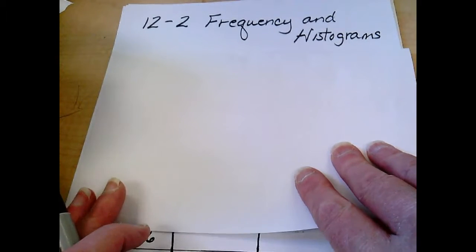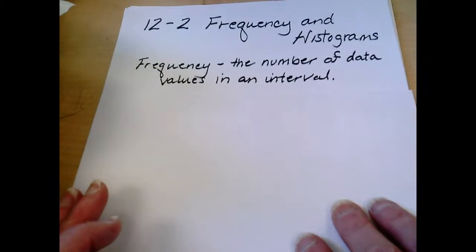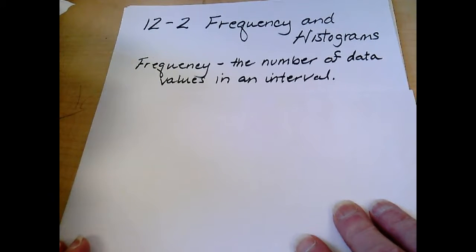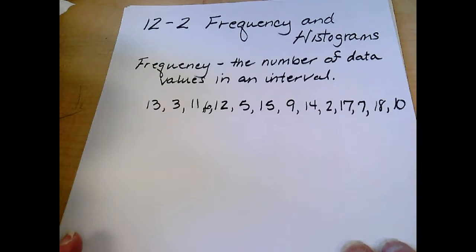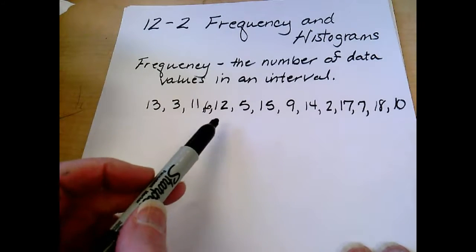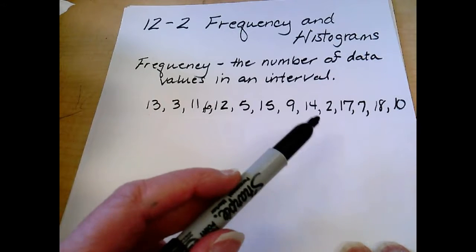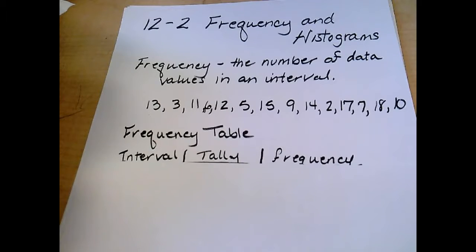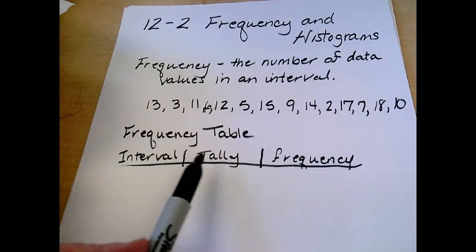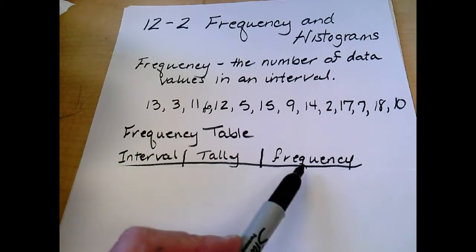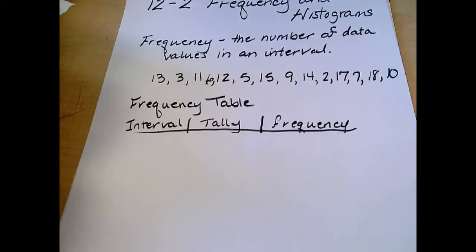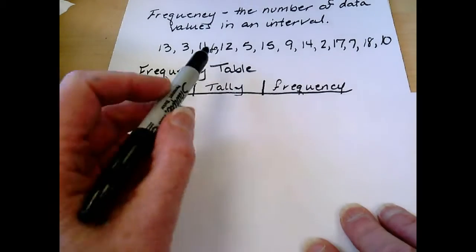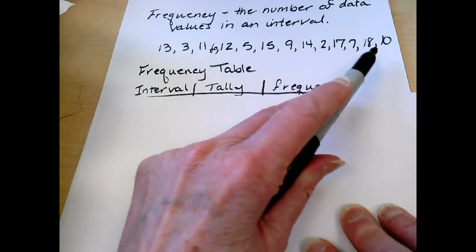12-2, Frequency and Histograms. Frequency is the number of data values in an interval. So if we have a set of numbers, 13, 3, 11, 6, 12, 5, 15, 9, 14, 2, 17, 7, 18, 10, we can set up a frequency table. We worry about intervals. We always need some tally marks and frequency.